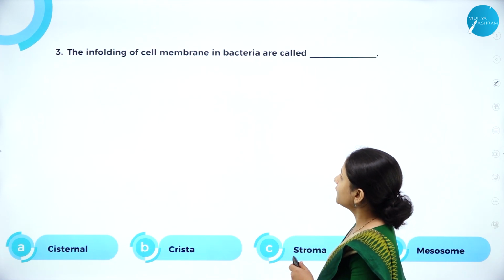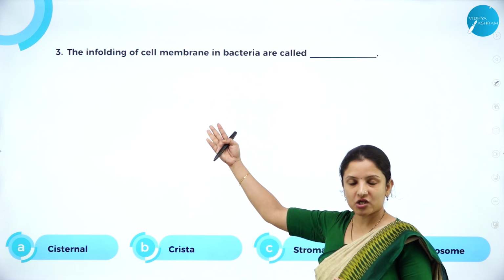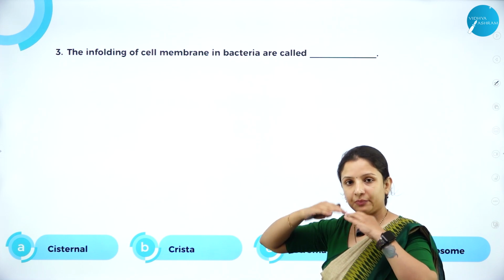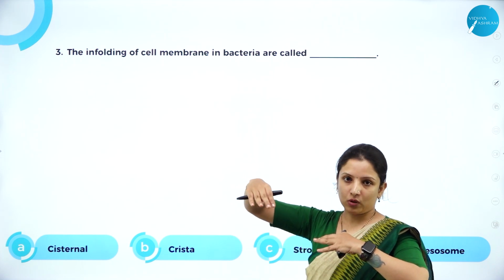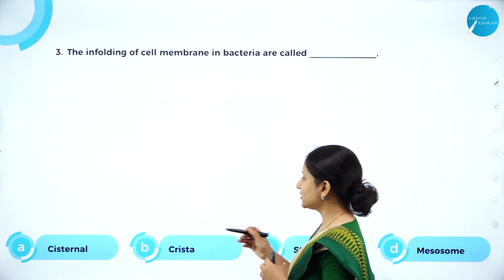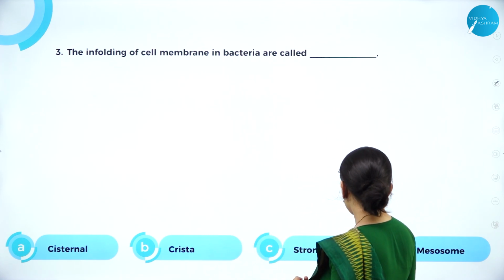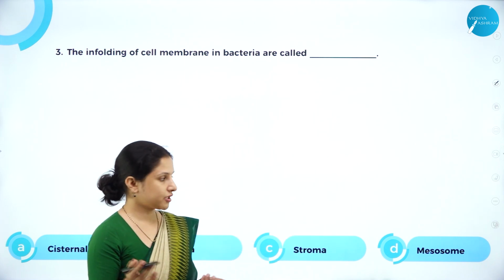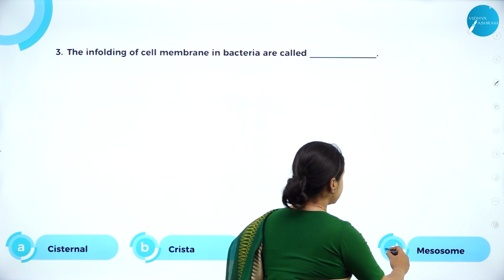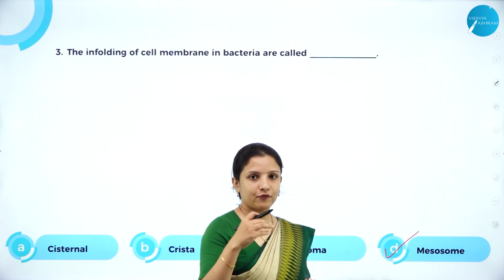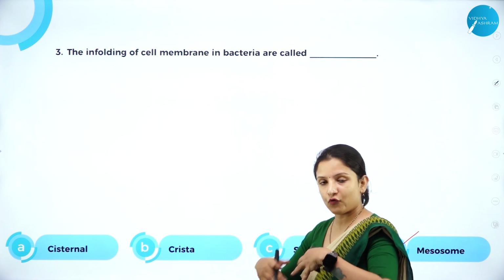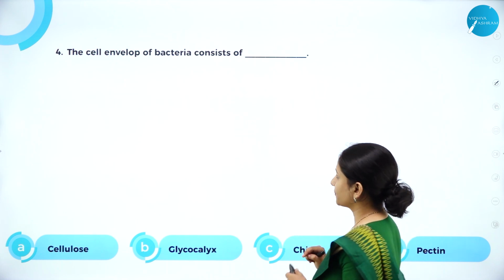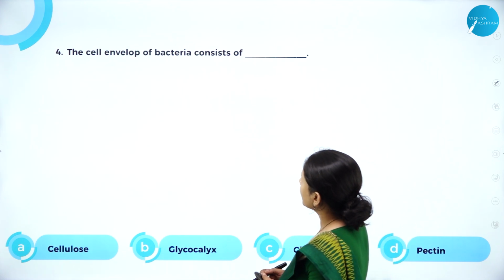Next question, the enfolding of cell membrane in bacteria. So this is a modification of the cell membrane in bacteria, wherein the cell membrane, especially the plasma membrane, folds inwards. So what is it called? Is it called cisternal, crista, stroma and all that? No, all these are terms that come in the mitochondria. Here the right answer is mesosome. So these folded structures that arise from enfolding of the plasma membrane in the bacteria are nothing but called as mesosome.